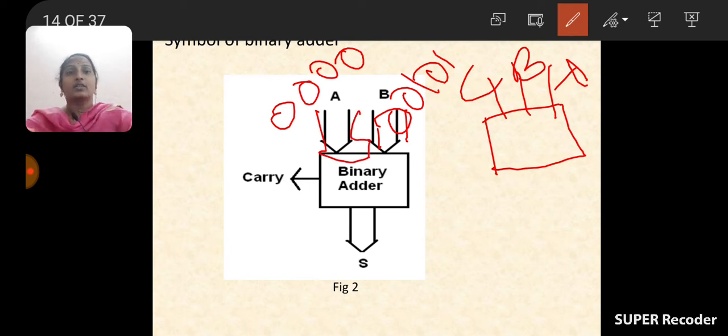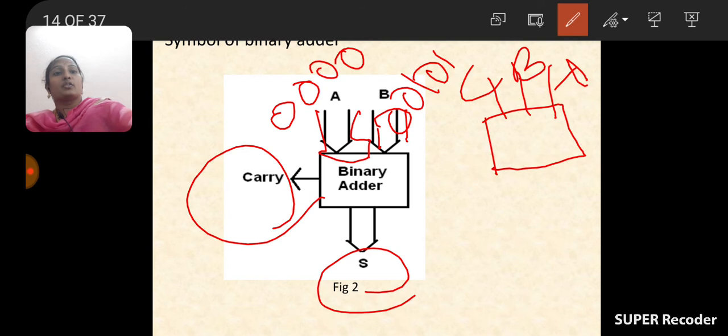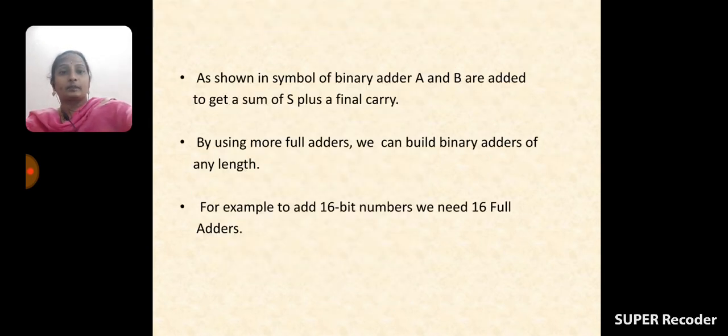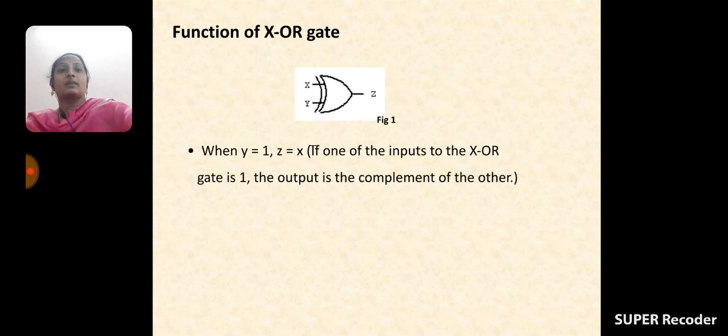A is also a combination of bits, and B is also a combination of bits. So a set of bits A is added to the set of bits B, and the result, sum and carry, will be produced. Okay. So next, while coming to the next topic, see here.